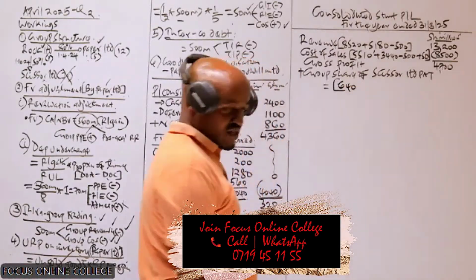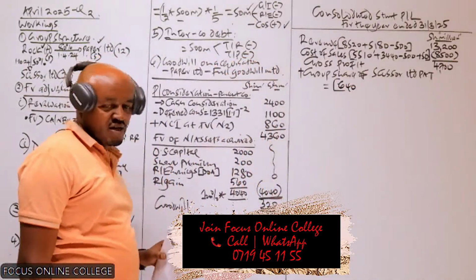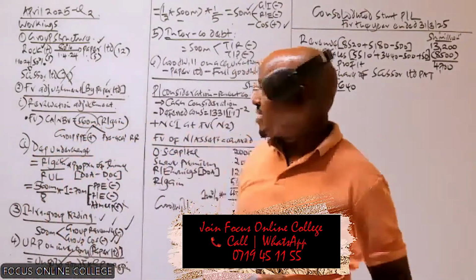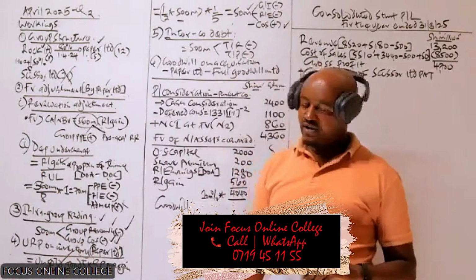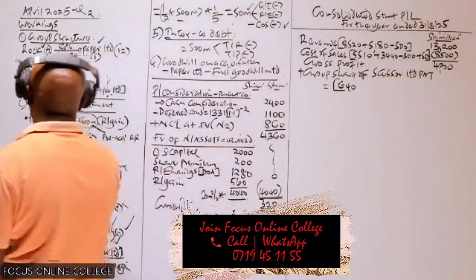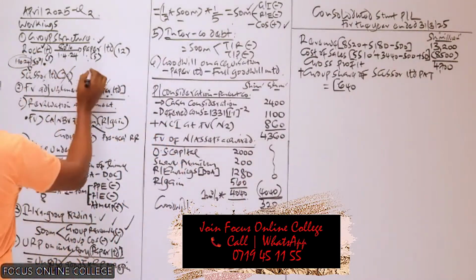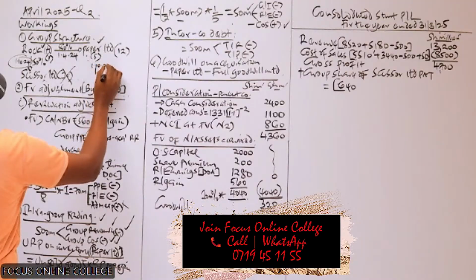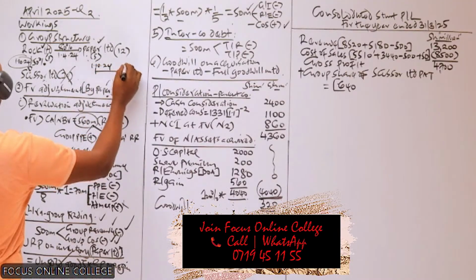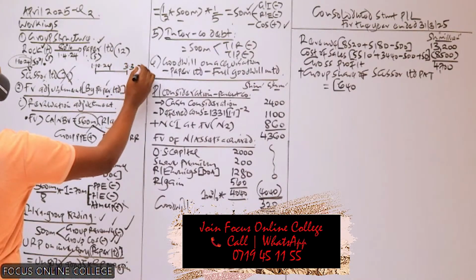Is it 640 million? Yes, 640. Now we need to determine when our joint venture was acquired. You can see the date when it was acquired, this date here: 1st of October 2024. This is within the current year. The current year ended on 31st of March 2025.